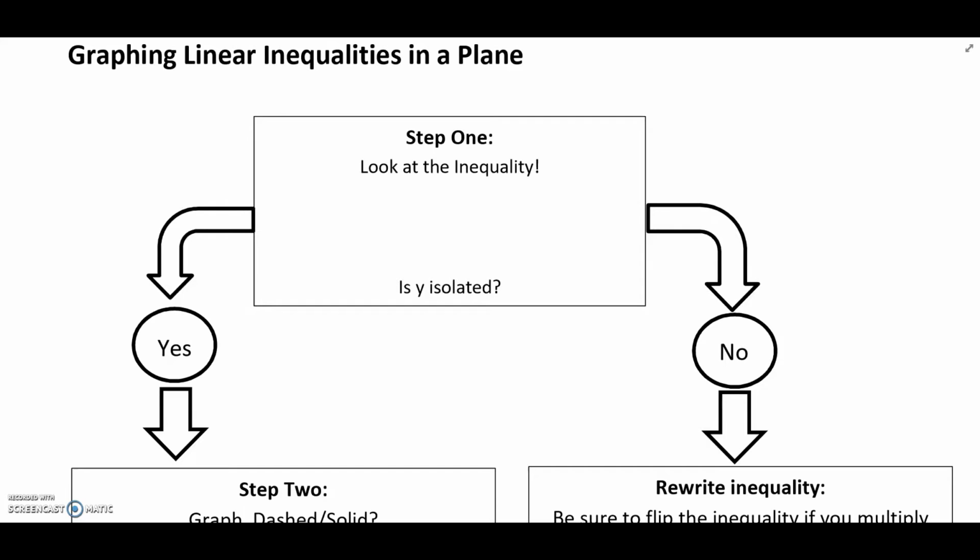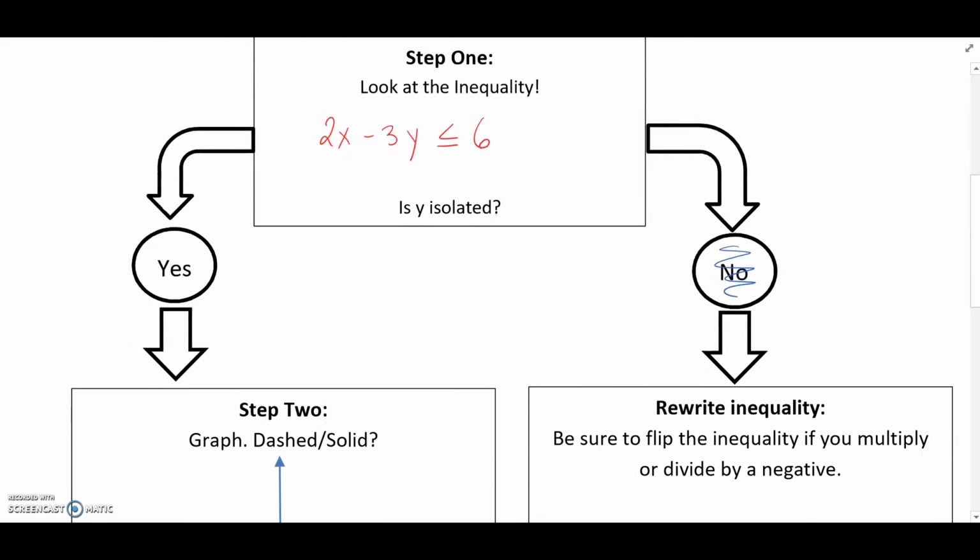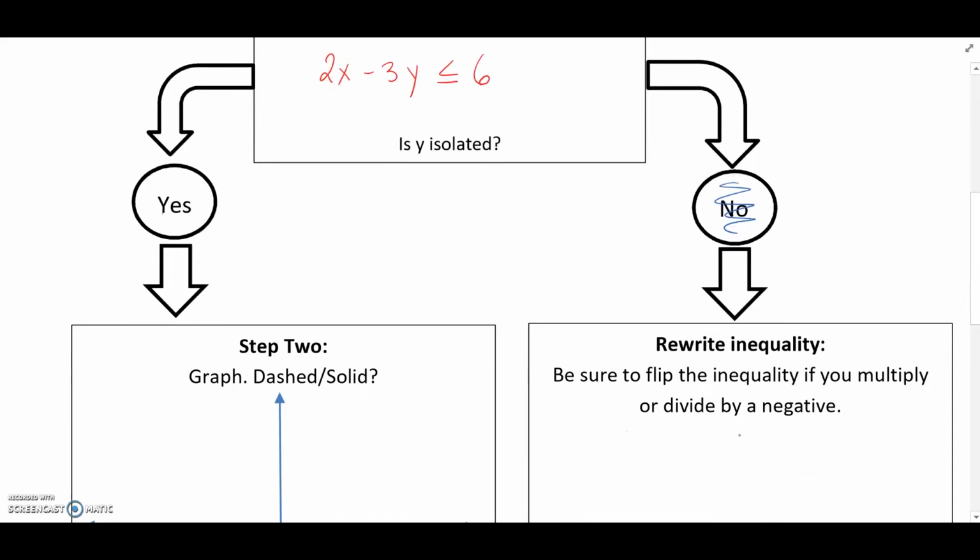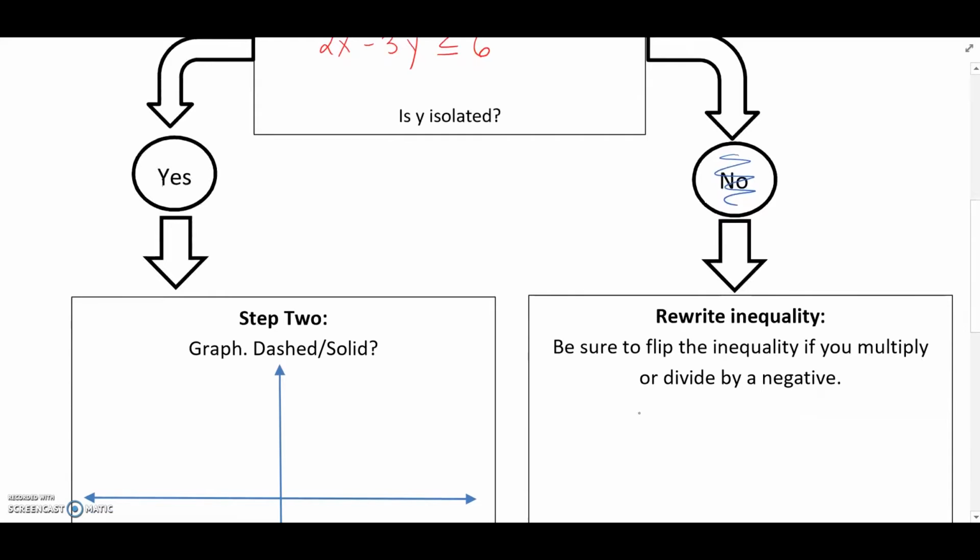So we're going to use the inequality 2x minus 3y is less than or equal to 6. Okay, so if we look at this, y is not isolated. So I'm going to follow this path here and rewrite the inequality. And there's a reminder even here in our notes: be sure to flip the inequality if you multiply or divide by a negative. Well, let's see how we're going to rearrange this to isolate y.